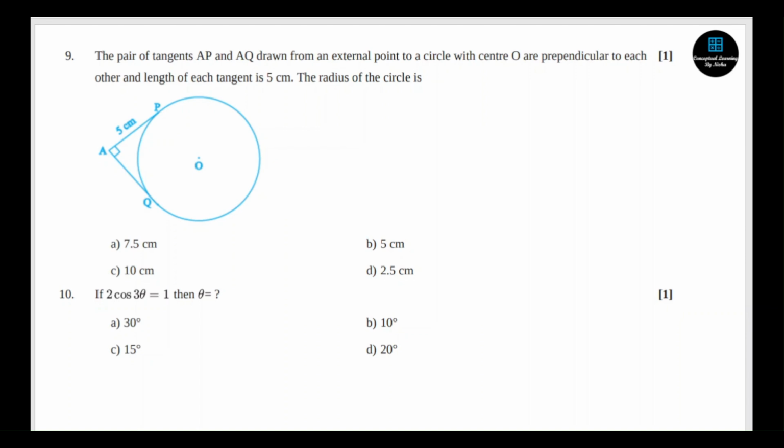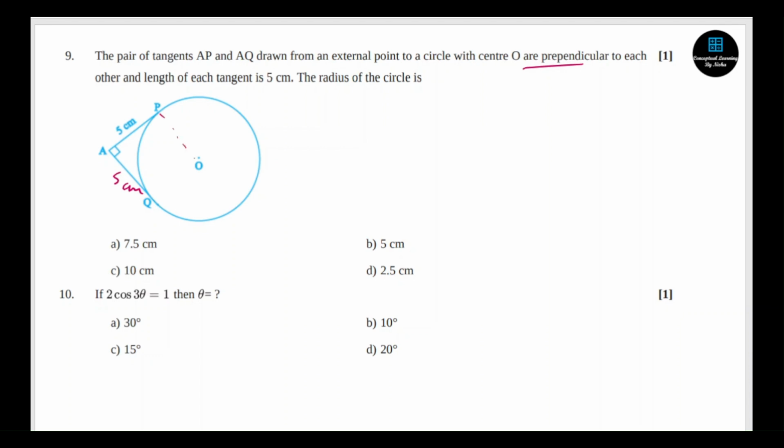Okay. And they are perpendicular. They have given that. They are perpendicular, and the tangent length is also given. So 5 centimeters, and this is also 5 centimeters. We have to find the radius of the circle. Alright.